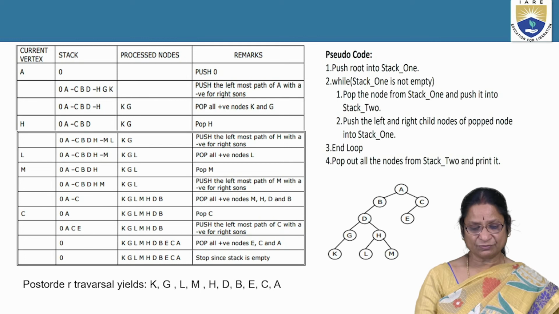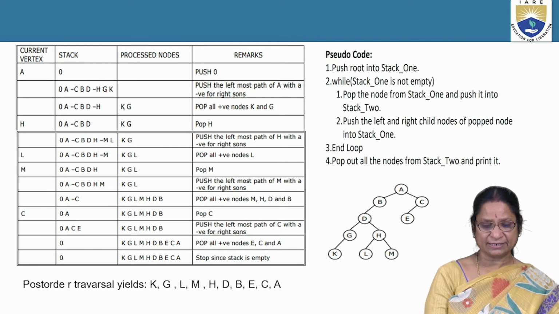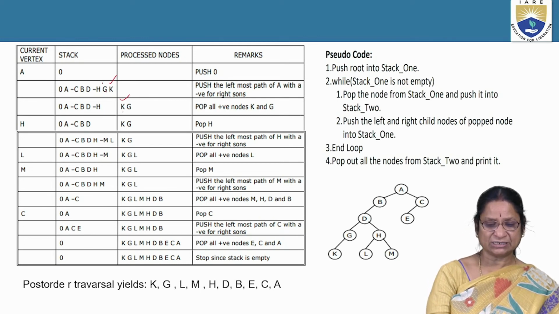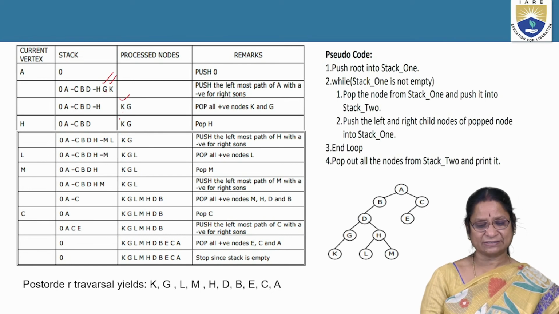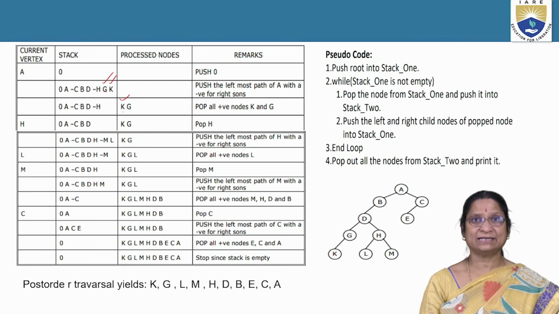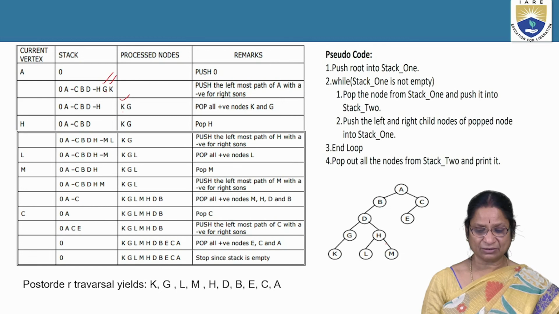So first, when we are popping out G, K is processed first, then G is processed. When H comes, H is negative. Negative means H is a right child. So for H, again I have to check what its left child is and what its right child is.